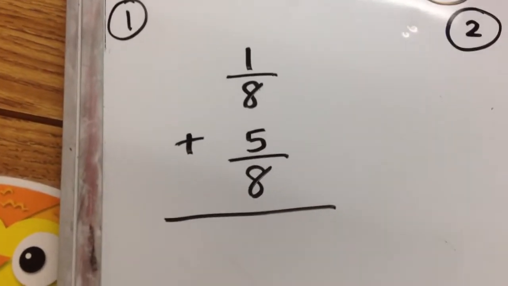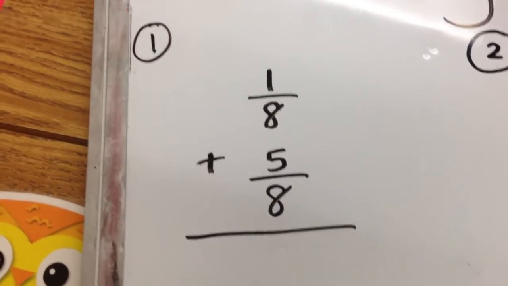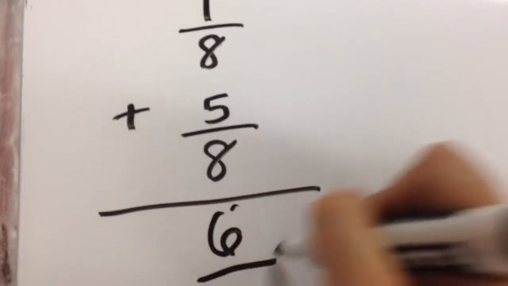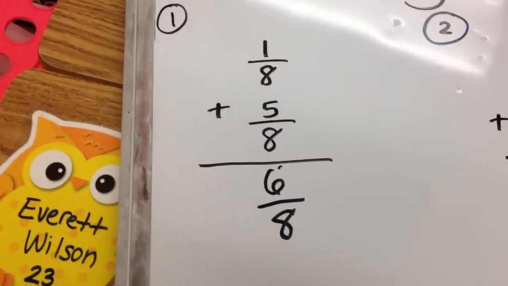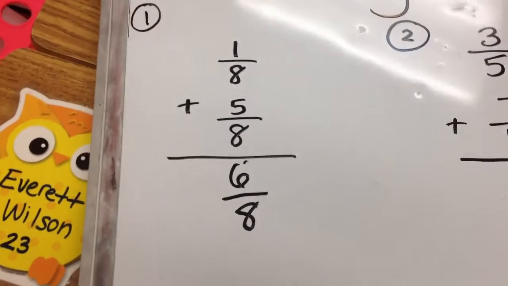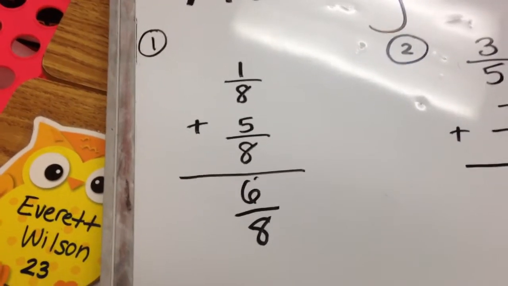So in this case we have 1/8 plus 5/8. If we add those together we have 6/8. And the only thing to remember really there is we have to put our answer in simplest form. So both of these numbers are even. I can divide both of them by 2, so I know I can simplify.